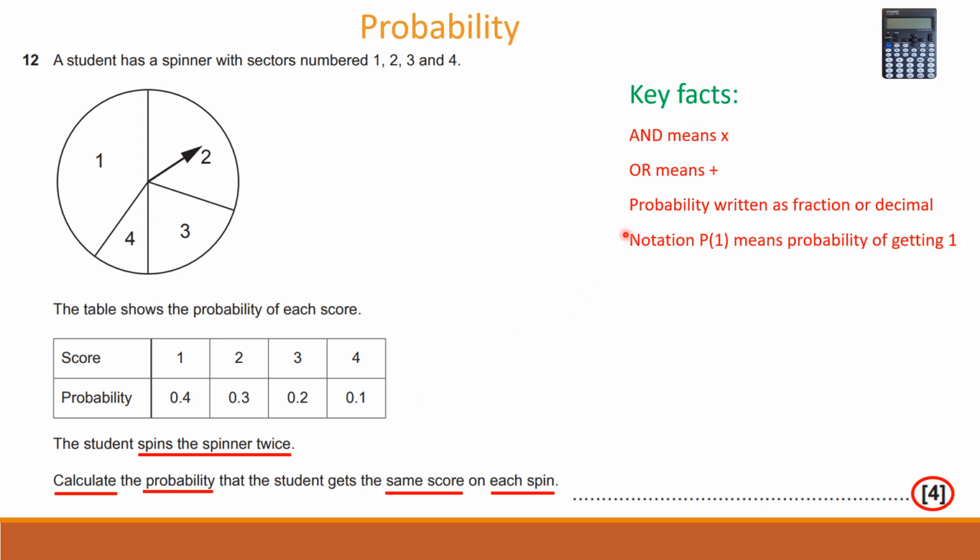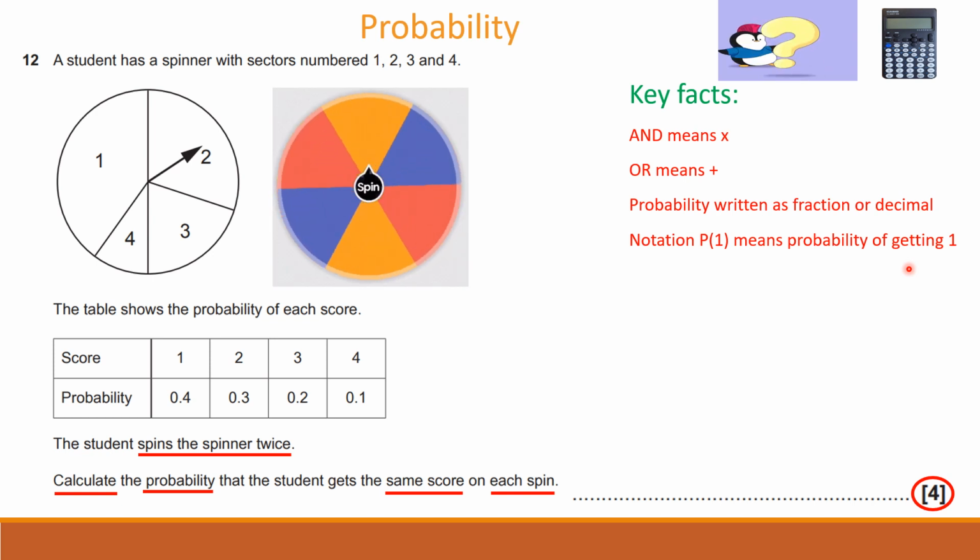A notation we're going to be using is P, then brackets 1. Now P of 1 means the probability of getting a 1. So the score of getting a 1 is just the way we're going to write our notation. Press pause, have a go at working out the answer, and then press play when you're ready to hear the answer.